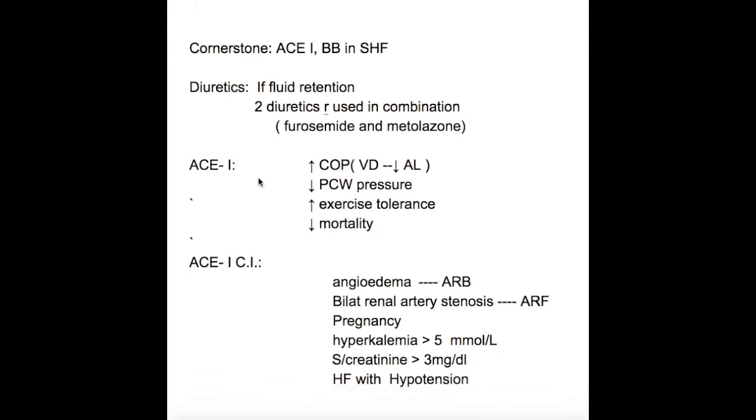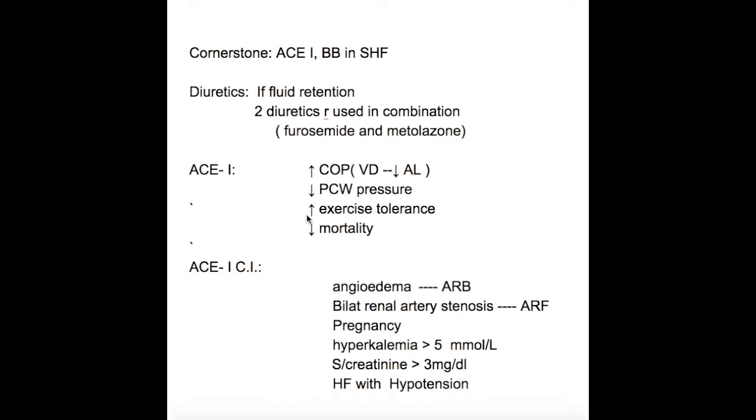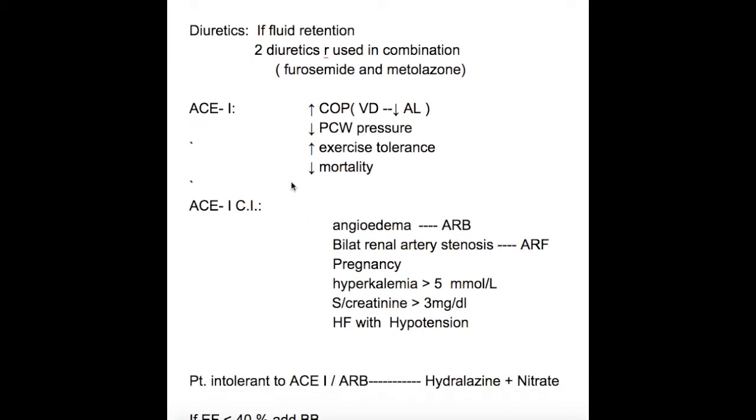So what the ACE inhibitors do, they increase the cardiac output. How? They cause vasodilatation and decrease the afterload. So what other functions do they do? They decrease the pulmonary capillary wedge pressure. They increase the exercise tolerance and they decrease the mortality. So the choice of drug is ACE inhibitor, first drug until the ejection fraction is reduced up to 40%.